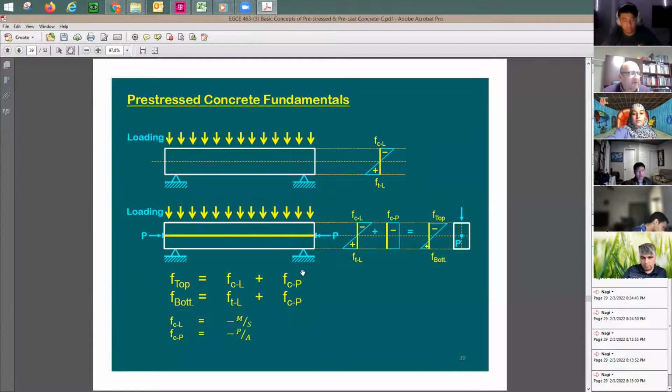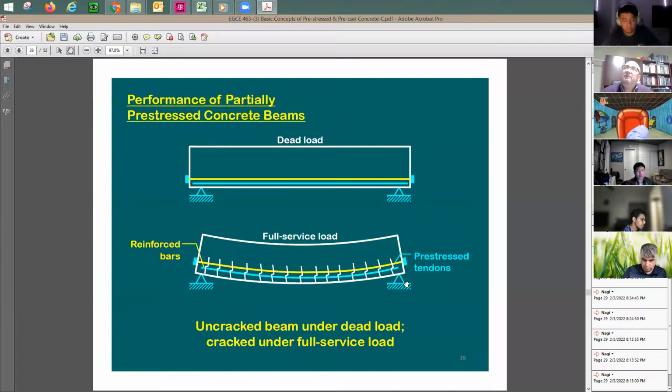Now this is going to lead to the analysis of pre-stressed beams, and I'll let you go at this point. You guys remember that next time is going to be in class, right? It's going to be in person.